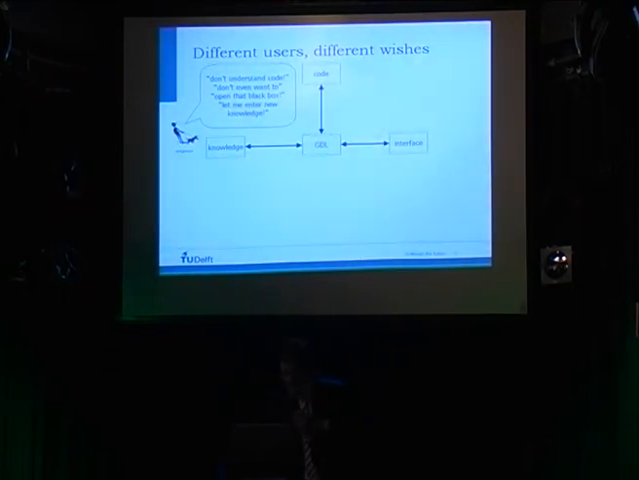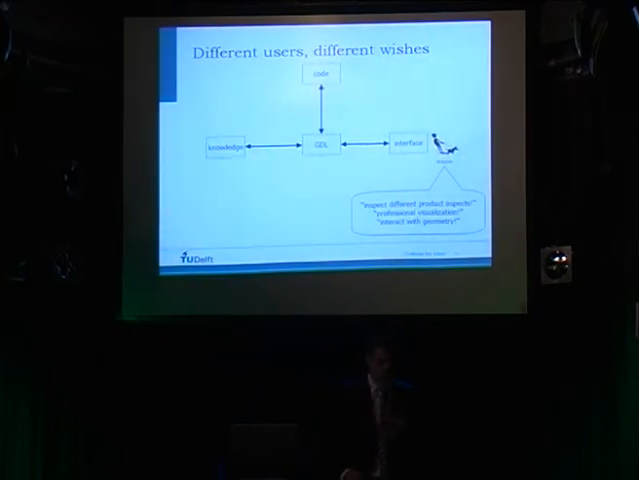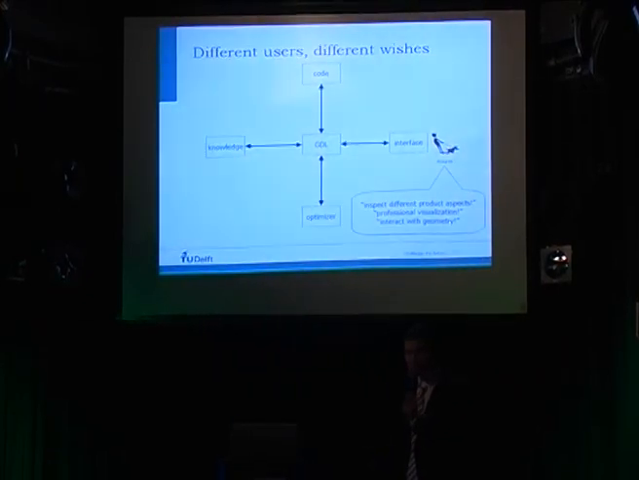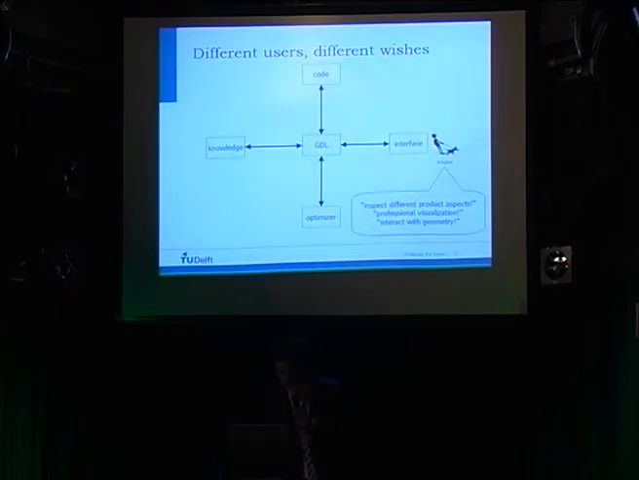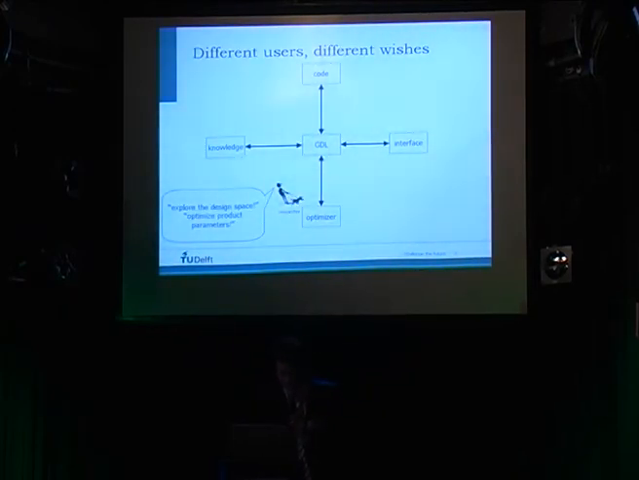Then you have the interface, and typically at the interface you might see a designer, who is looking at the design as it is. He has requirements like: let me inspect different product aspects, give me a professional visualization, and let me interact with the geometry. And then finally, there is the idea in design that you iterate over your product a couple of times, varying parameters and trying to optimize your design for a certain discipline. So you want to rerun things a couple of times. The researcher, the optimization expert, might say, I want to explore the design space or optimize product parameters.